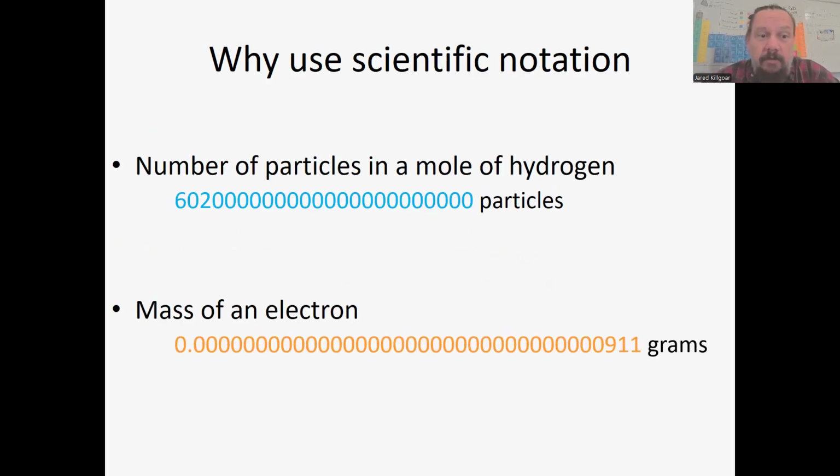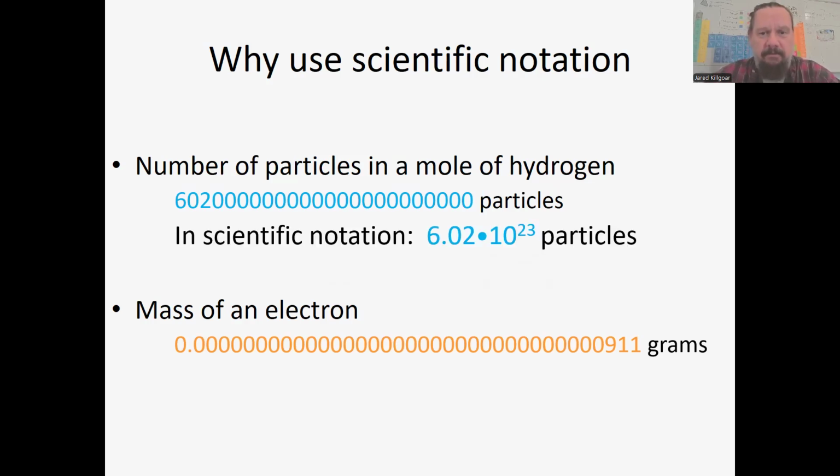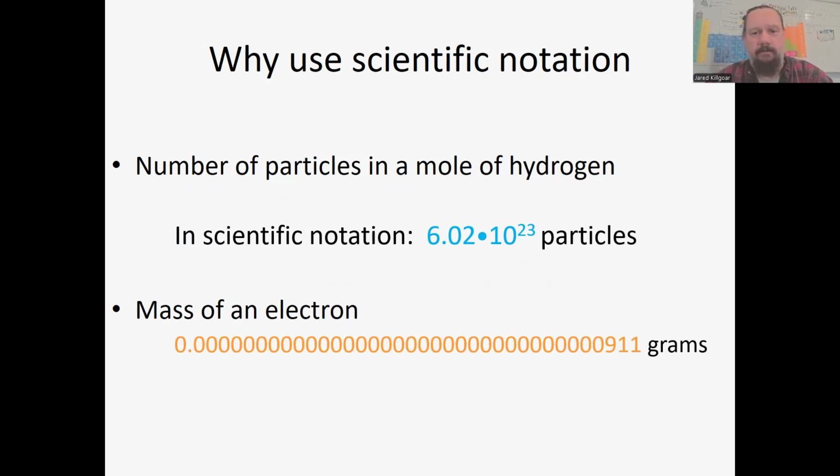So check this out. Number of particles in 1 mole of hydrogen, 602, blah, blah, blah, about half a trillion trillions. Really easy to put it in this format. 6.02 times 10 to the 23rd. We don't even have to worry about the number of particles in the standard format.